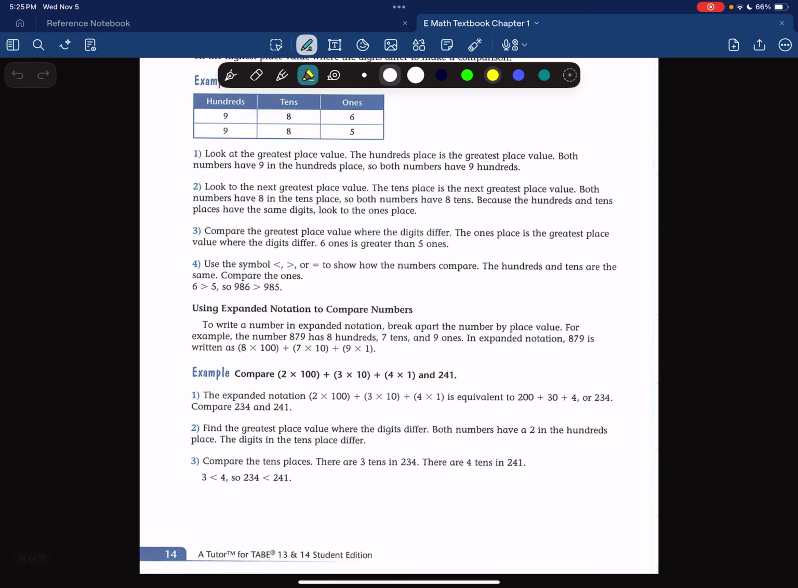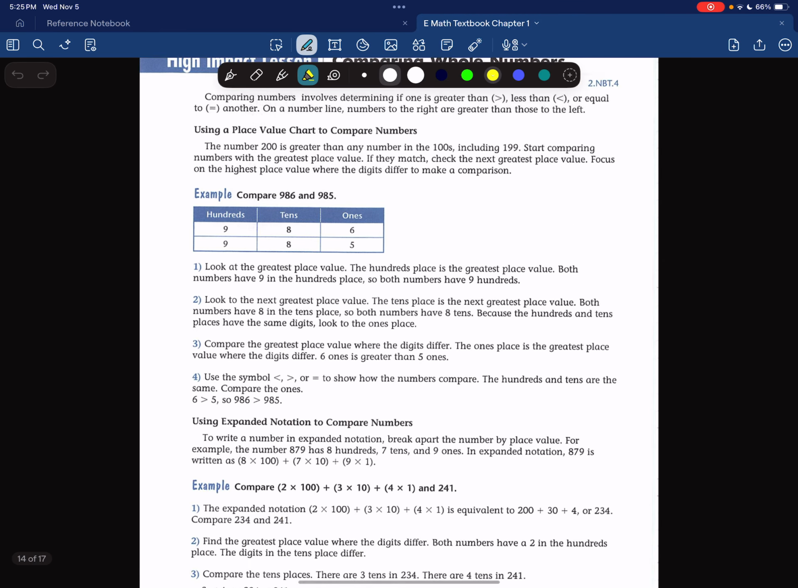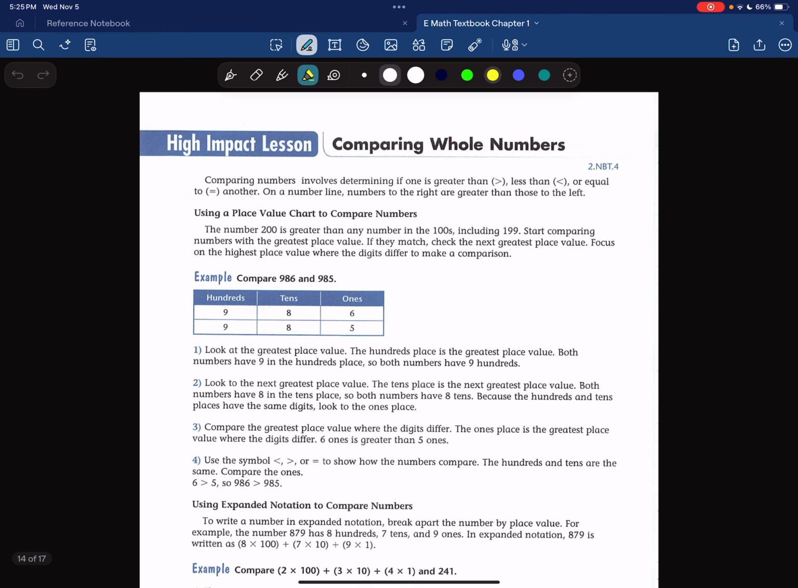Now there is a lot of reading on this page, and I am going to read it. Remember, you can speed up the playback tempo of your video, or you can just skip over this if you don't want to listen to me read page 14. This is a high impact lesson, which means it's very important for tests. It will be on the test somewhere.